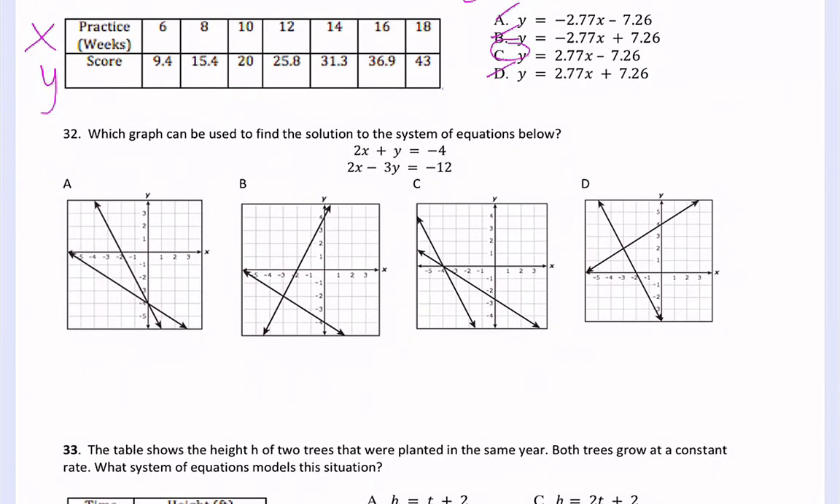Okay, on 32 it says, which graph can be used to find the solution to the system of equations below? So notice it gives me two equations. And my answer choices are pictures of graphs. So let's graph these guys. Notice neither one of those are y equals, so when I go to my graph, I'm going to have to change it to relation.